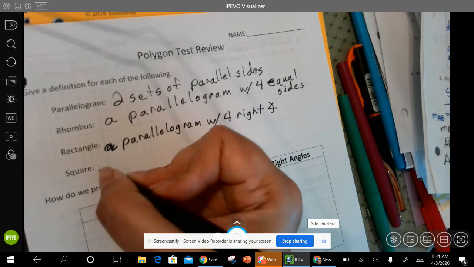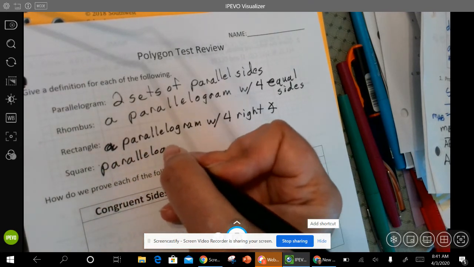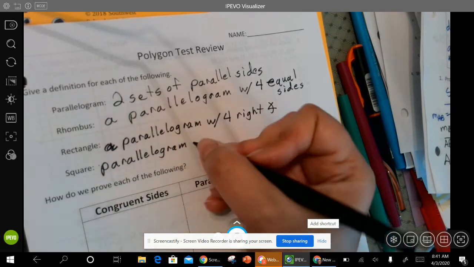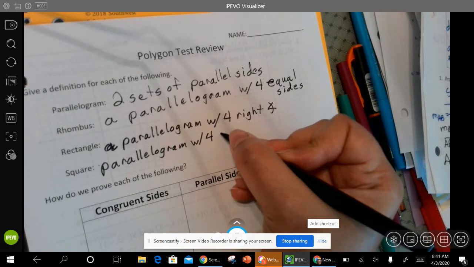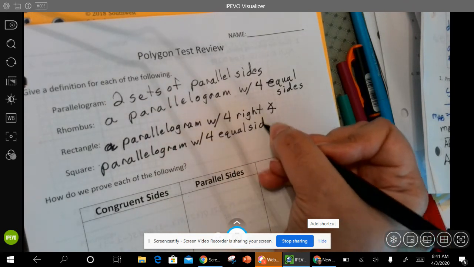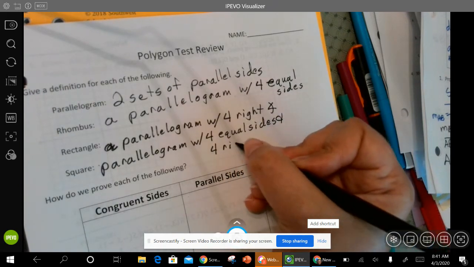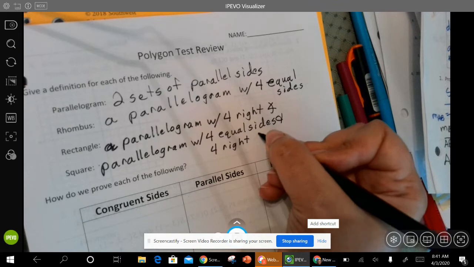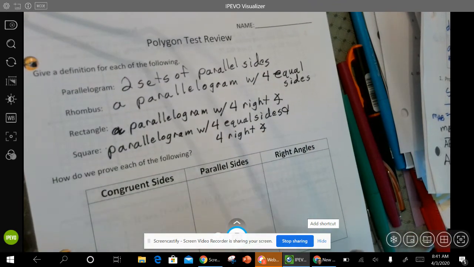And a square is a parallelogram. So it has all the properties of a parallelogram. So opposite sides are parallel and congruent with four equal sides. So four congruent sides and four right angles. So a square is a rectangle, a rhombus, and a parallelogram.